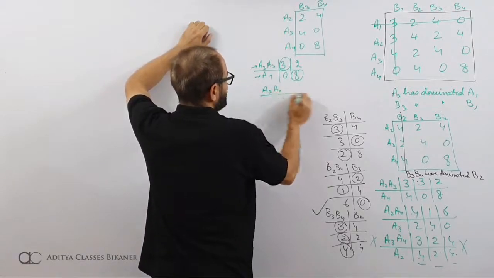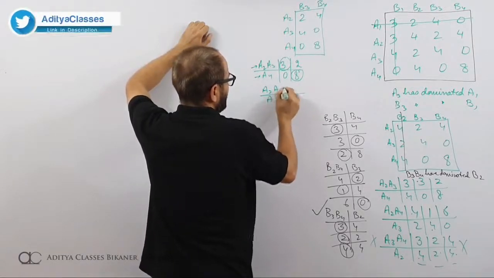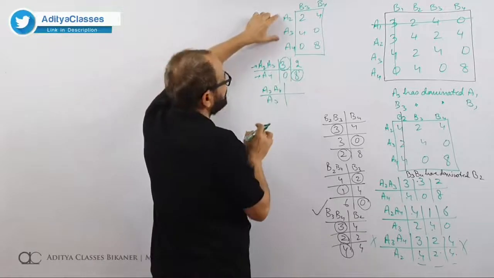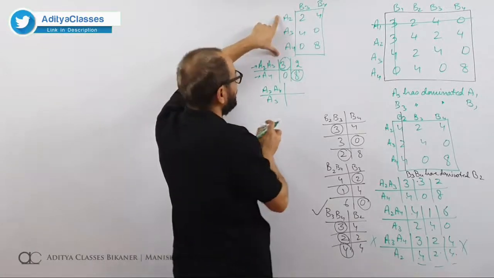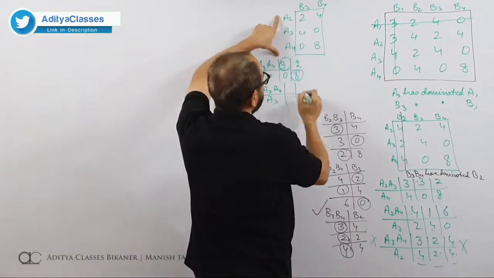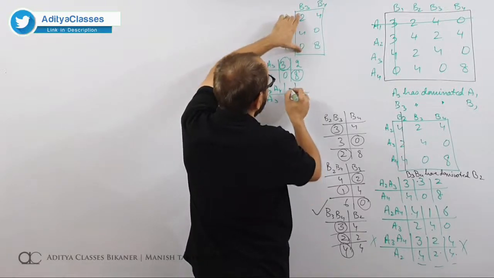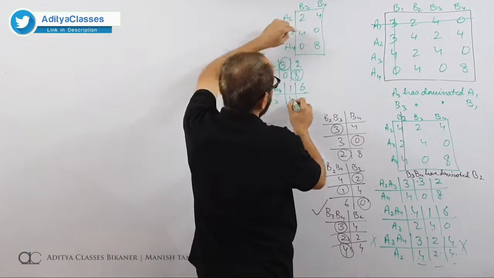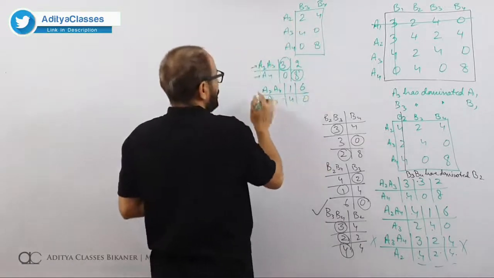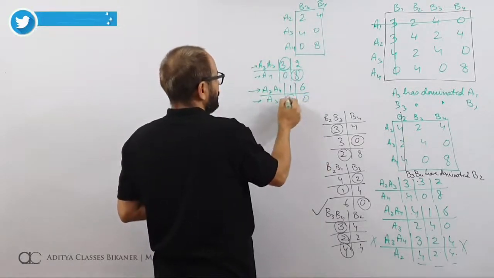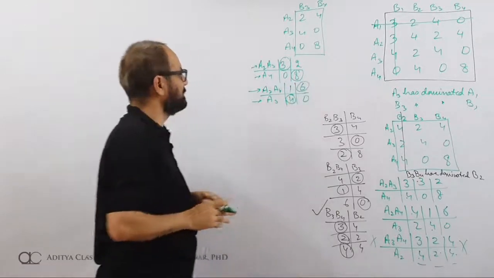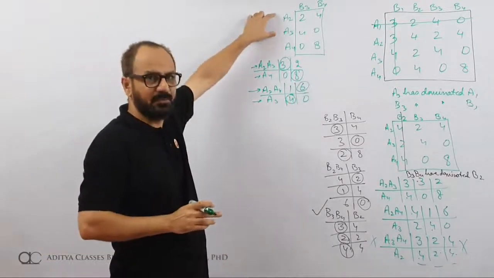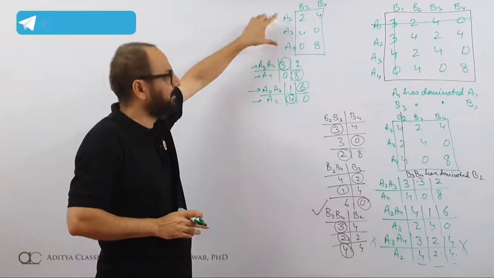Let me check A2, A4 against A3. A2, A3 was not able to dominate. Now let me check A2, A4 together. 2 plus 0 is 2, divided by 2. 8 plus 4 is 12, divided by 4. 4 and 0. When I compare first team against second team, 4 is better, 6 is better, again no dominance. So A2 with A3 was no dominance, A2 with A4 has not been able to dominate.